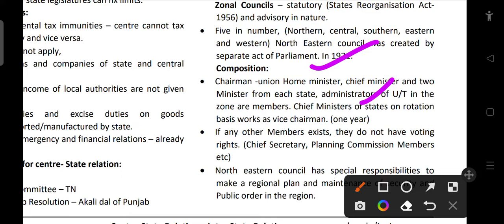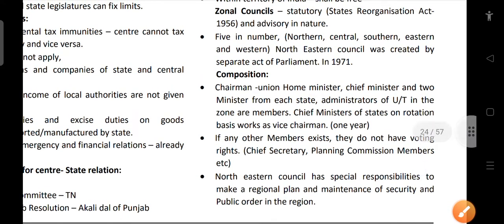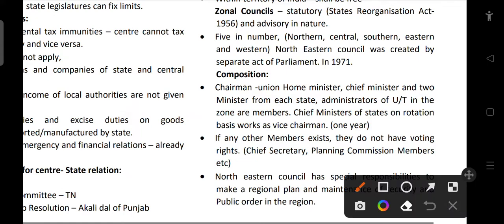The Chief Ministers of the states, on a rotation basis, work as vice chairman. Each year one person will be the vice chairman. Any other members who attend do not have voting rights. So along with the ministers and CM, if the Chief Secretary or Planning Commission members etc. participate, they cannot take part in voting.